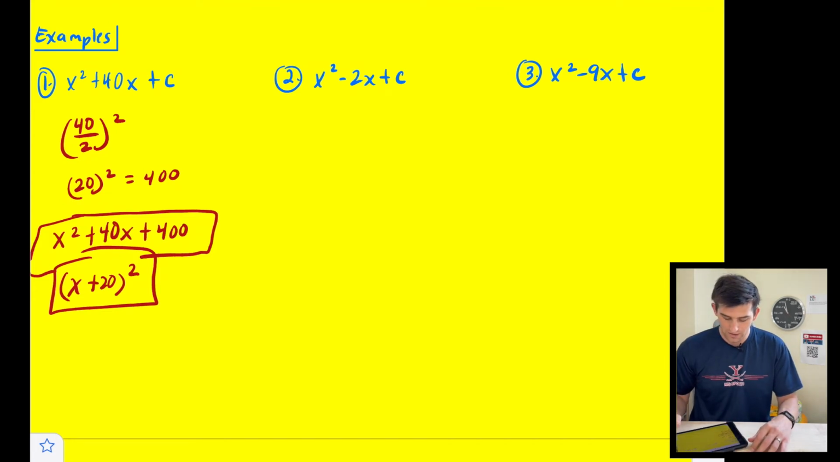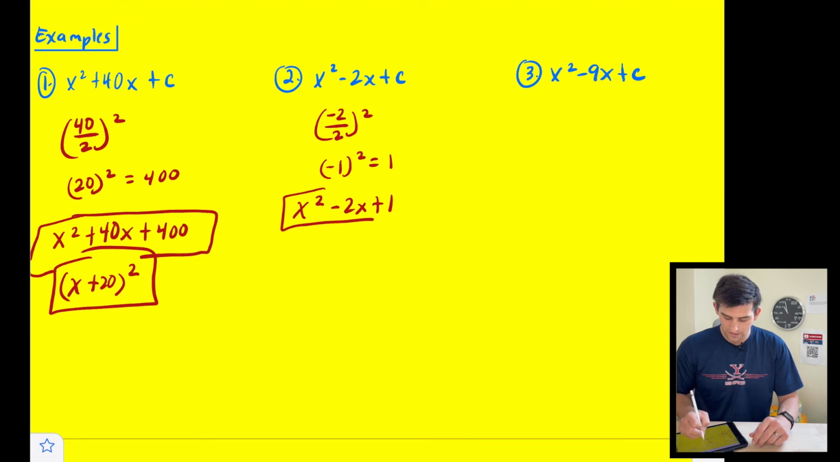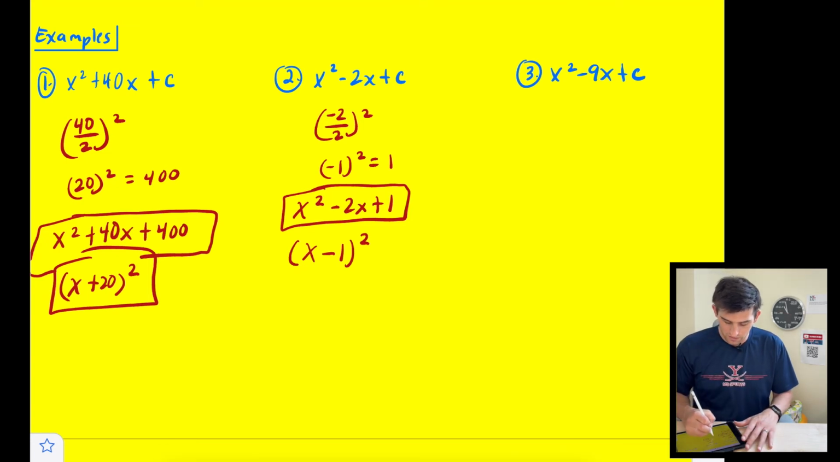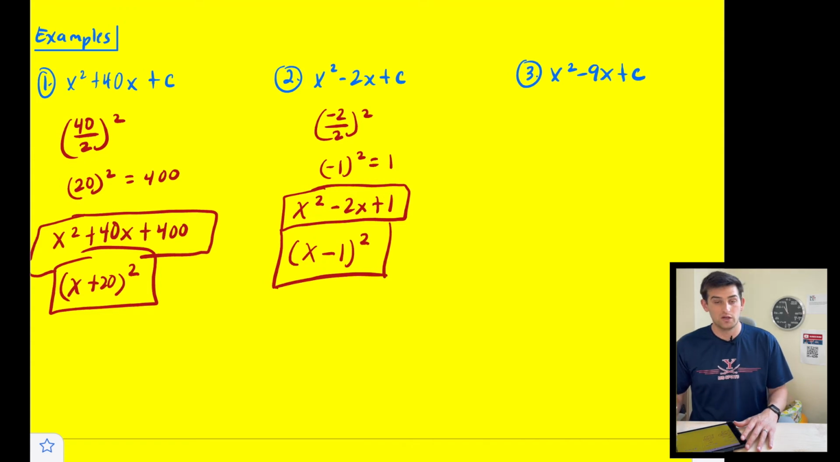Now let's look at number 2. x squared minus 2x plus c. So we see that b is negative 2, so we could do negative 2 divided by 2 and square that. This would be negative 1 squared, which is equal to 1. So now we have our perfect square trinomial of x squared minus 2x plus 1. And now we could write that in factored form as x. Now b is negative, so x minus. And what did we get when we divided by 2, before we squared? We got a 1, right? So we have x minus 1 squared as our factored form, the square of a binomial.